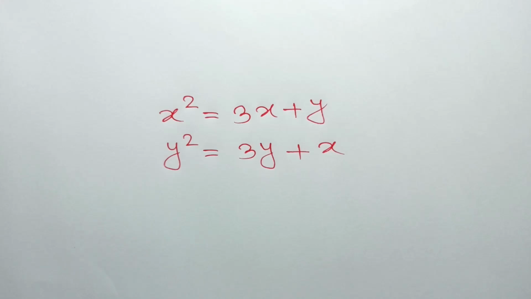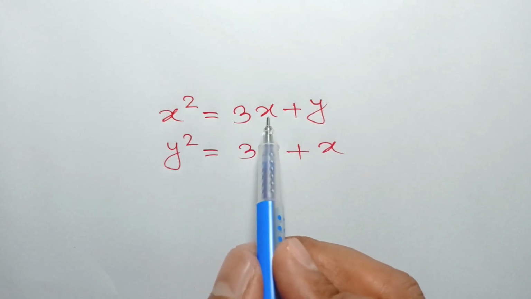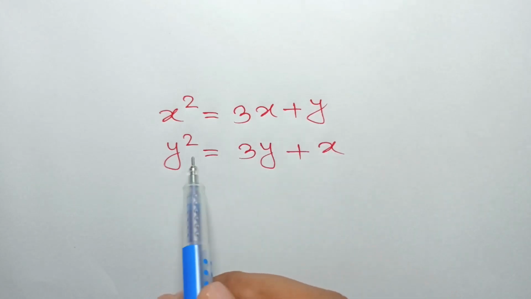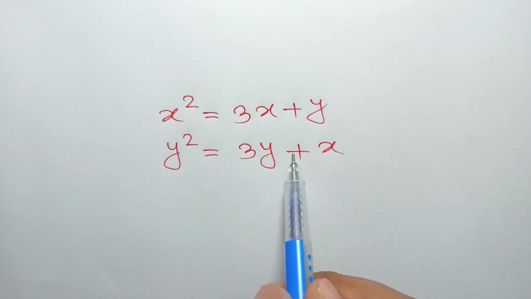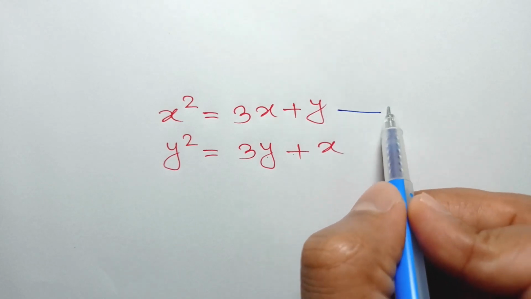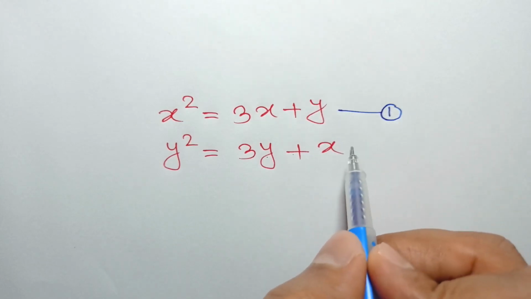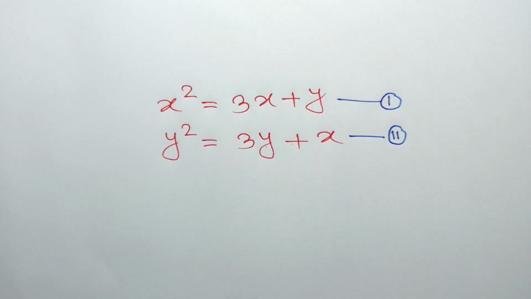Hi everyone, in this video I am going to show how to solve this system of equations. x square is equal to 3x plus y and y square is equal to 3y plus x. Let's call it equation number 1 and this equation number 2.